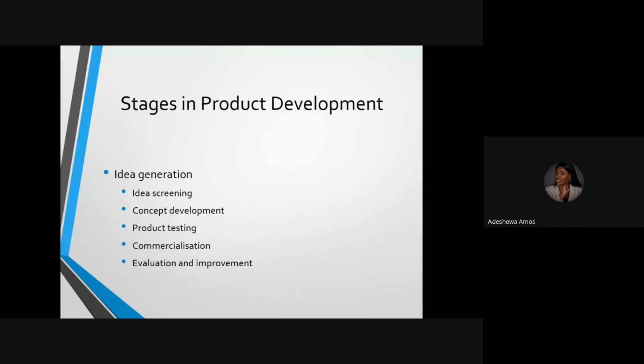Now we have the concept development. After screening, you have a lot of ideas from idea generation. You come to the screening and choose, let's say, one of them to work with. So you start developing the concept you want to work with. This product will work this way, this product will do it this way. After doing that, you come to product testing, meaning that you test the product to see if it will be accepted in the market.